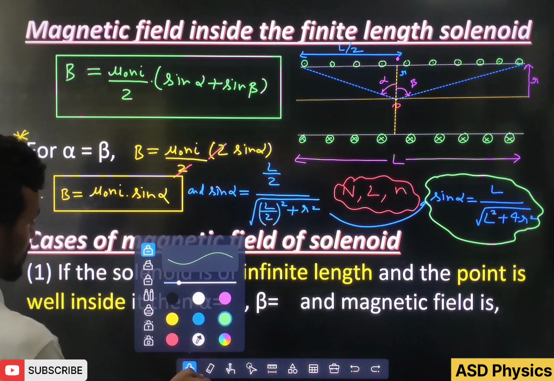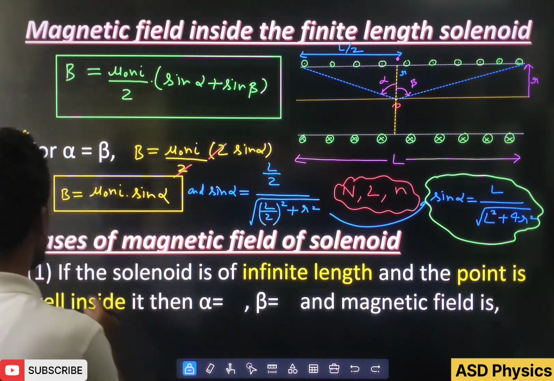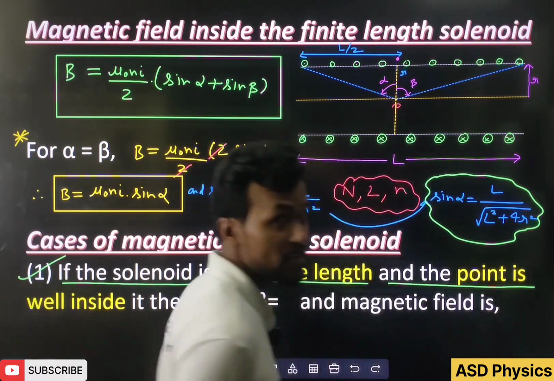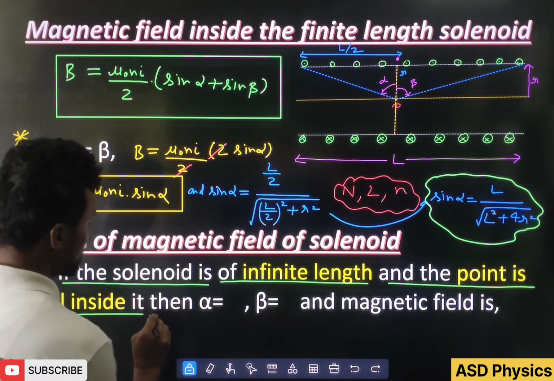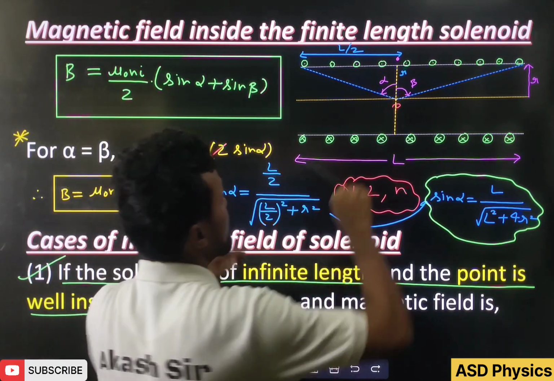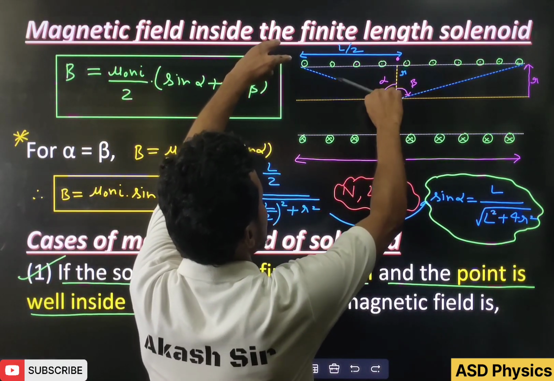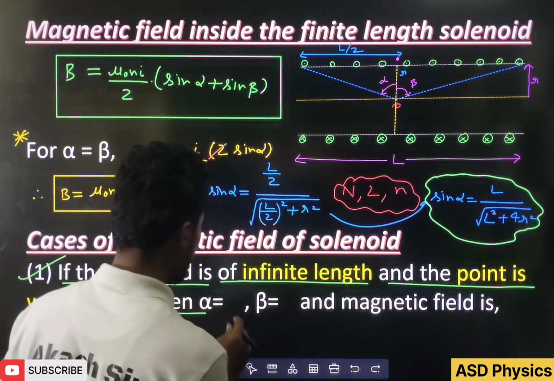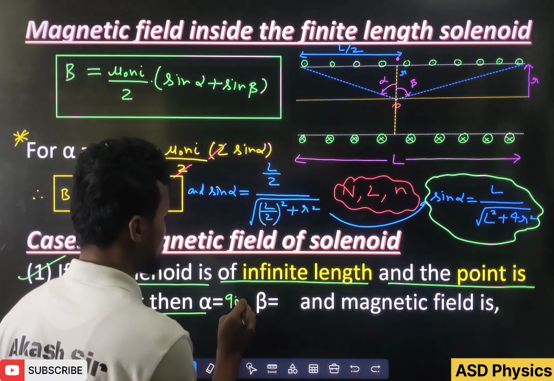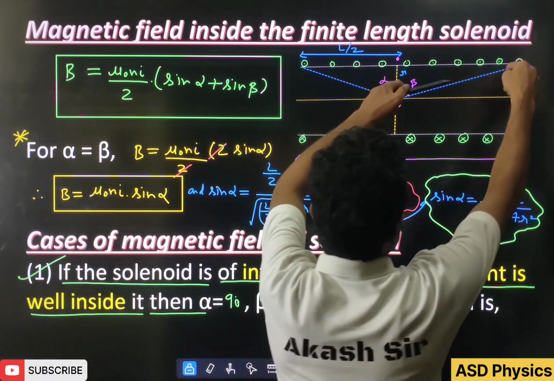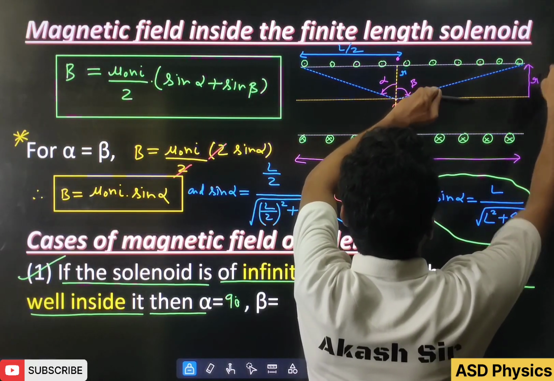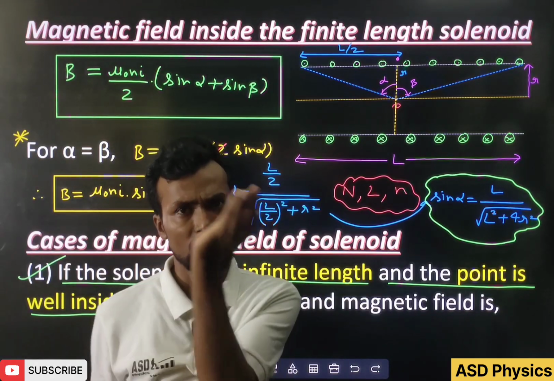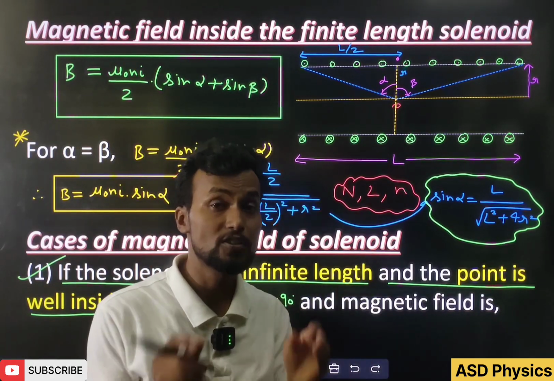Now students, let's talk about some cases of the magnetic field of the solenoid. The first case: if the solenoid is of infinite length and the point is well inside, then what are the alpha and beta values? When the solenoid length keeps increasing, the alpha value keeps increasing, and for infinite length alpha becomes 90 degrees. Similarly on this side, when the length increases, this angle also keeps increasing, and for an infinite solenoid beta is also 90 degrees. Infinite means left side infinite and right side infinite.